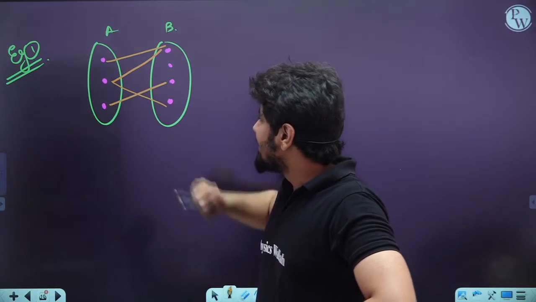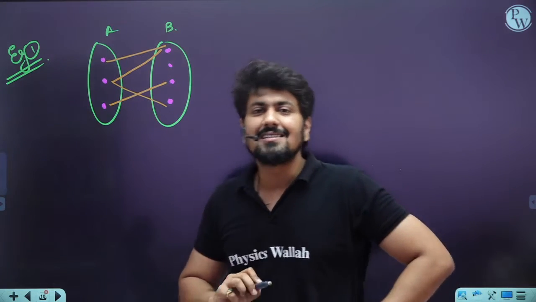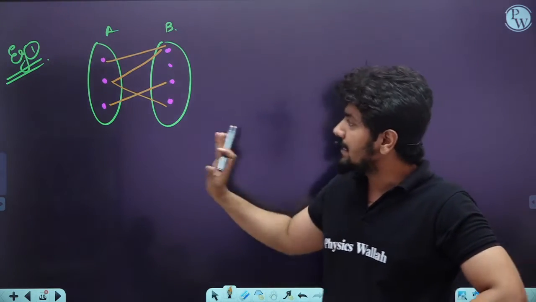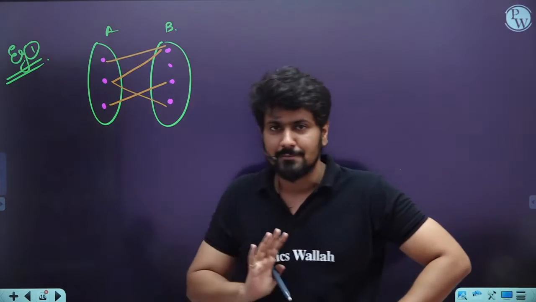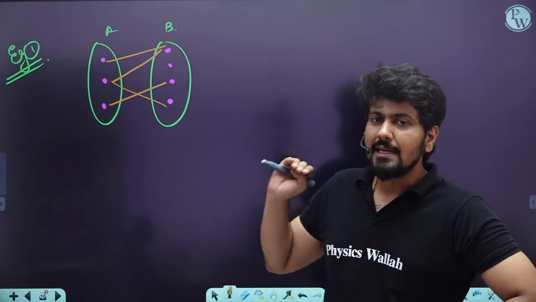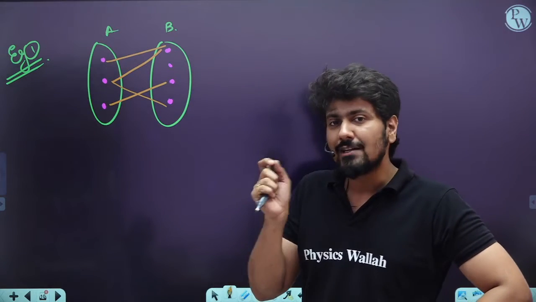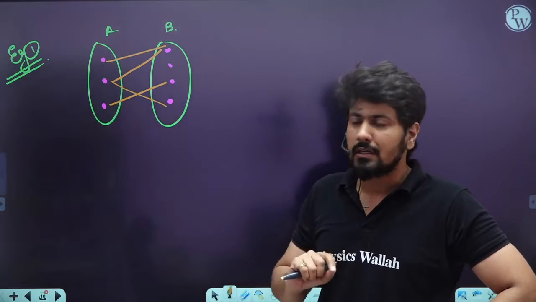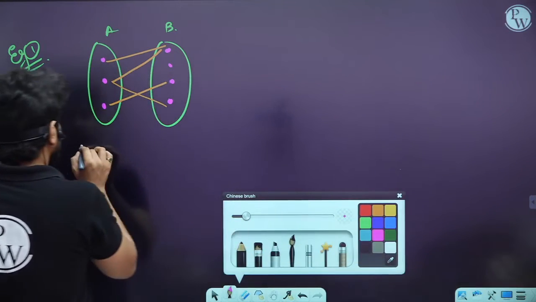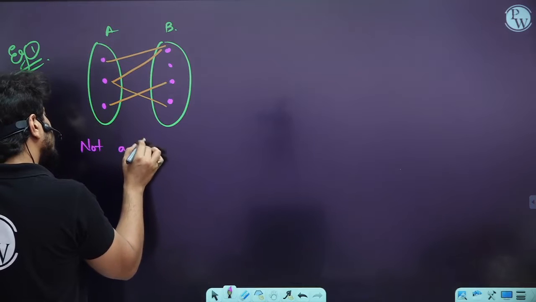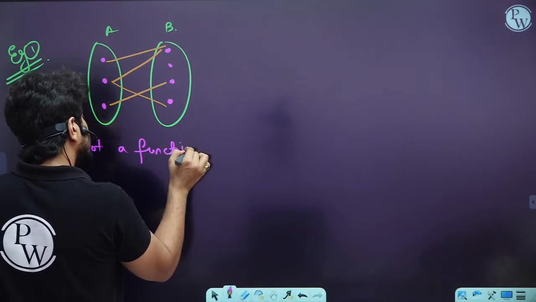And this element is related to this one. So now whether this is a function or not, this is definitely a relation, because there is some relation from set A to set B. So this is included in relation, but whether it will be called a function or not, this is not a function.